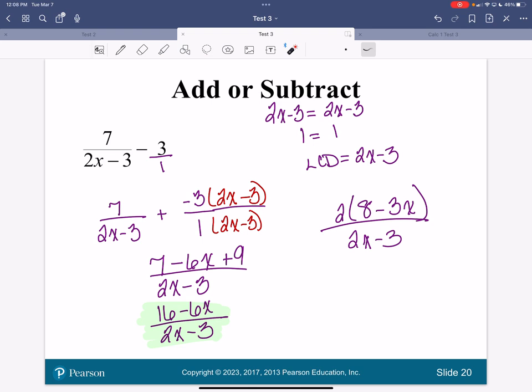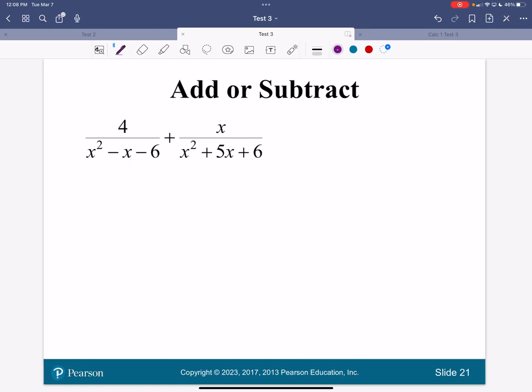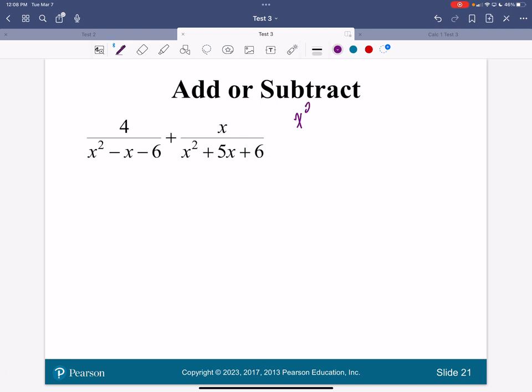Okay, last one. First thing that we're going to do is we are going to factor both of these. That's how we find our LCD. So I have x squared minus x minus 6. Okay. Our product is negative, so I'm going to have one positive and one negative. X minus 3, x plus 2. Yes, that's what that factors to.